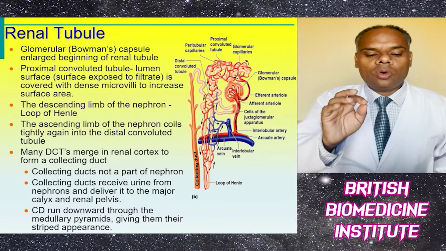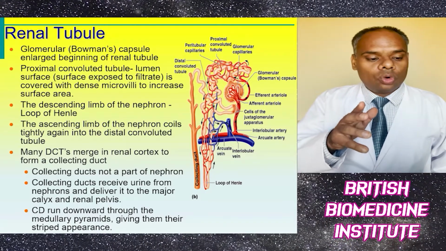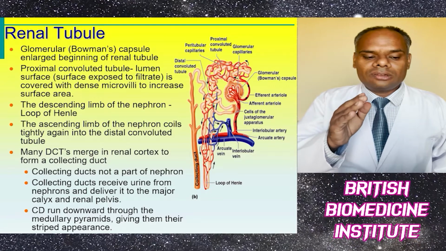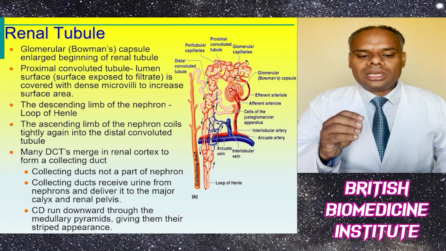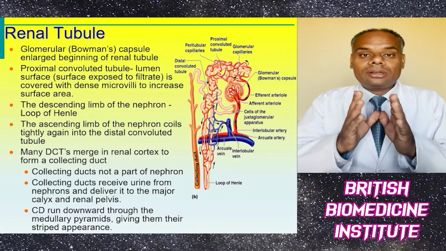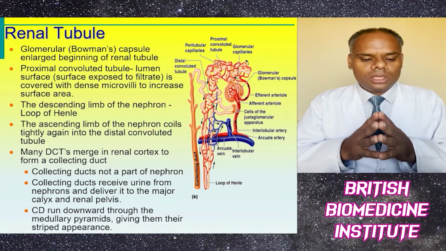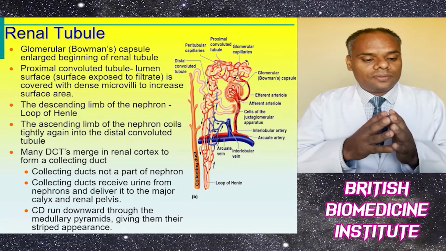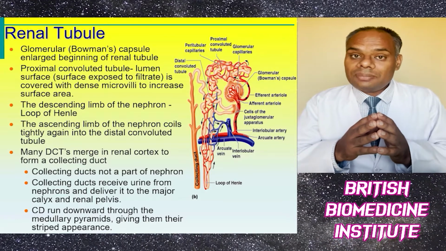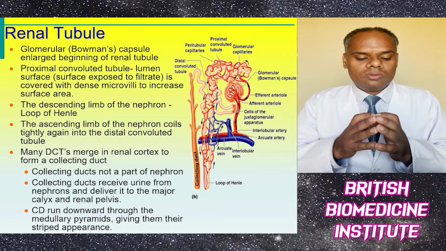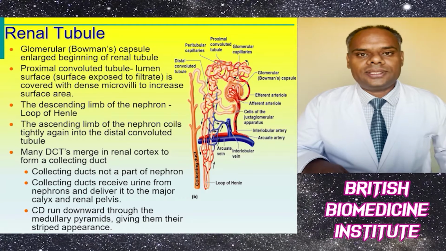The descending limb of the nephron, we can say the loop of Henle. The ascending limb of the nephron coils tightly against the distal convoluted tubule. Many DCTs merge in the renal cortex to form a collecting duct. The collecting duct is not a part of the nephron. The collecting duct receives filtrate from nephrons and delivers it to the major calyx or renal pelvis. CDs run downward through the medullary pyramid, giving it its striped appearance.